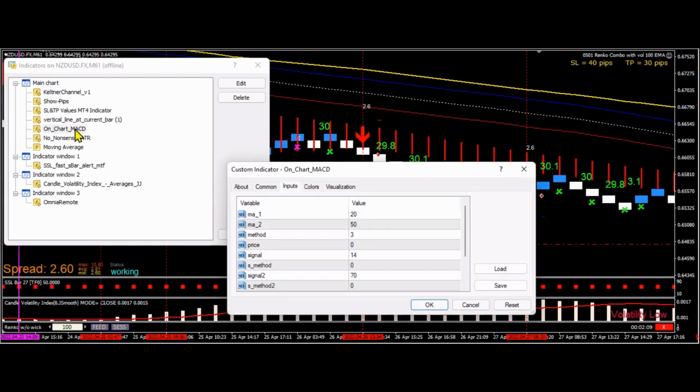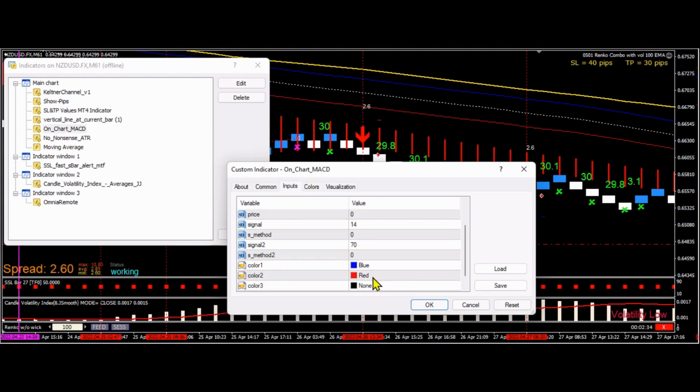Let's look at the on-chart MACD. On-chart MACD, I have my moving average 120, moving average 250. My method is 3, price 0. My signal is at 14. And then I've got S method 0. And then signal 2 at 70. And my S method 2 is 0.